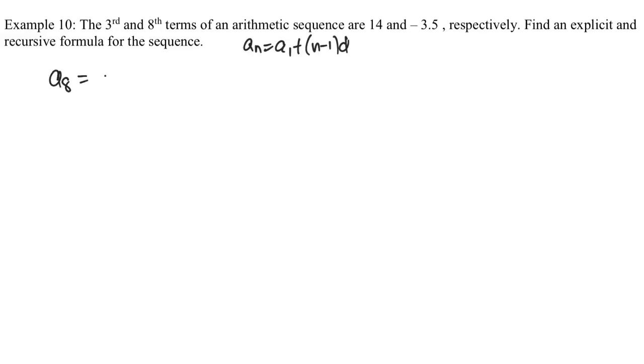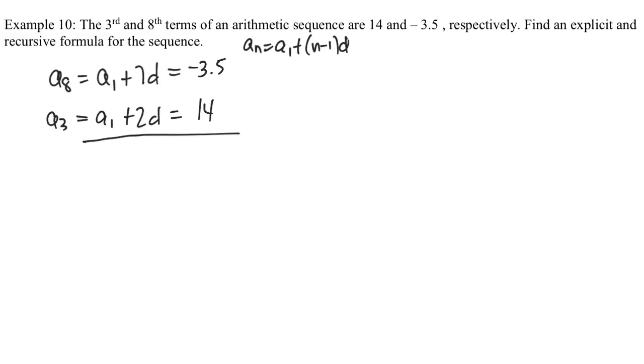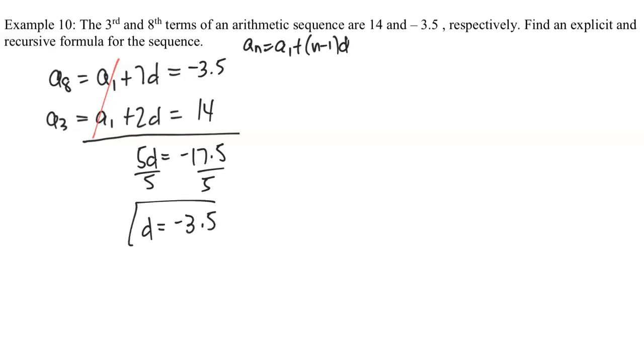a sub 8 I know is going to equal a sub 1 plus 7 differences, and according to this problem, that's going to equal negative 3.5. And then the third term is going to equal the first term plus 2 differences, and in this problem that is going to equal 14. And so there's my setup, and I know that when I work an arithmetic sequence problem, I'm going to subtract these equations, and so that's going to cause the a sub 1 to cancel out, and then I'm going to get 5d is equal to negative 17.5, and dividing by 5 on both sides is going to give me my common difference of negative 3.5.